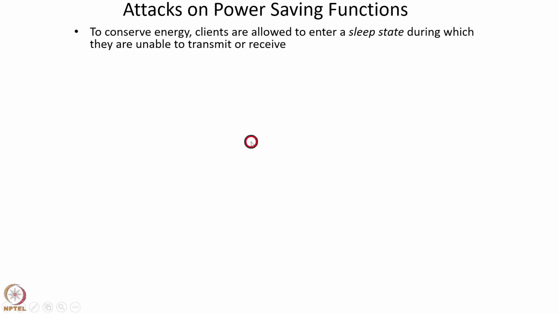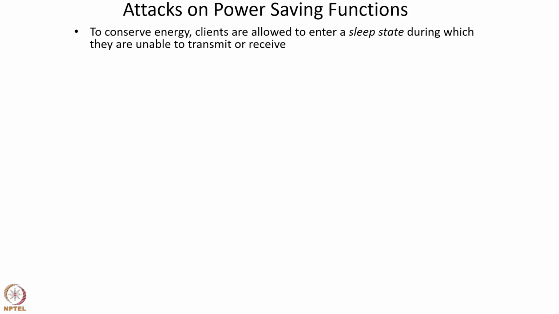There are also attacks on the power saving functions that can be performed. So first, let's understand power saving functions in 802.11, and then we'll discuss attacks on these power saving functions. Power saving functions also involve management frames. To conserve energy, clients are allowed to enter a sleep state during which they are unable to transmit or receive packets. In the sleep state, the wireless transceiver of a client is switched off, so it is not able to receive or transmit packets.